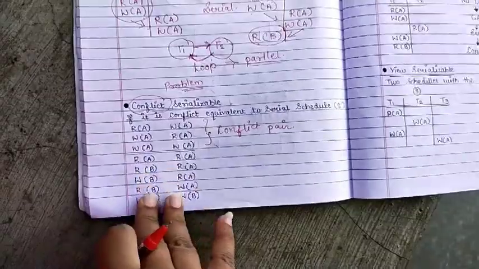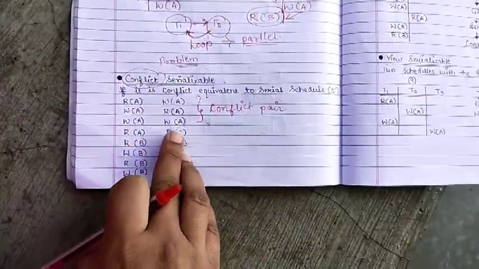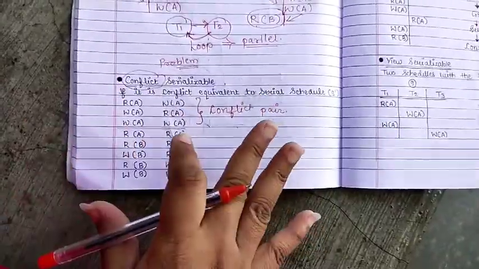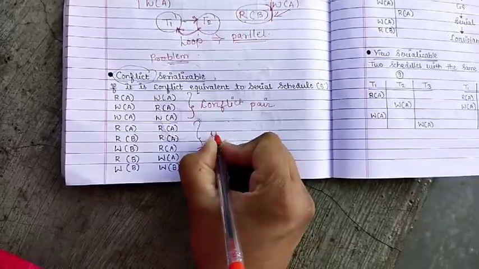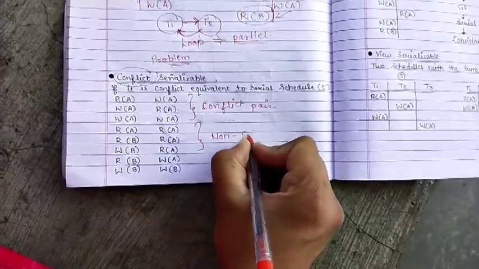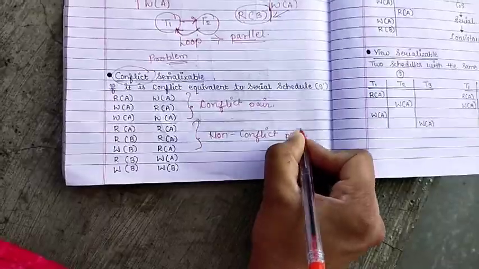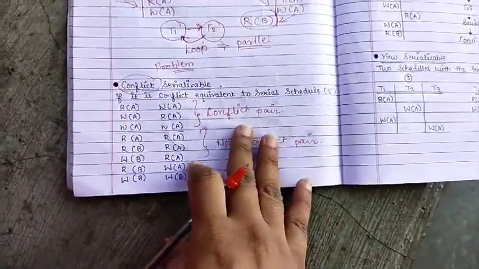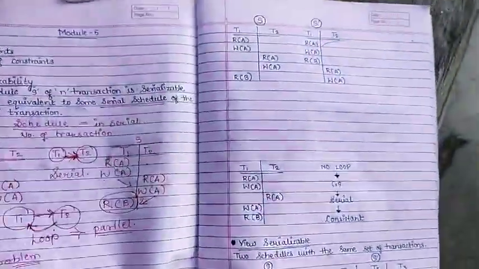Similarly we will take some examples: a read operation and a read operation. Both transactions have read operations, so there is no problem. So all these pairs are non-conflict. By applying these pairs, we don't get any problem during the transaction. Okay, so let's see with an example.